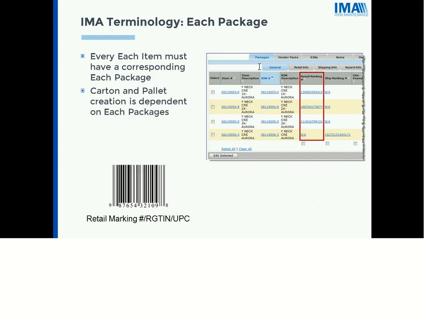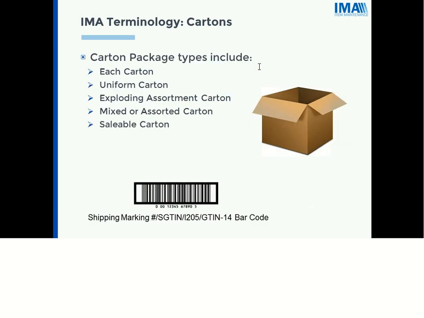So first we're going to talk about the each package. Each item has to have a corresponding each package, and carton and pallet creation is dependent on each packages. You have to have those each packages built in order to have anything to put into your cartons and pallets. Each packages get the retail marking number, or the RG10, or the UPC. It's that 12-digit number. Whereas cartons get the shipping marking number, which is the 14-digit number.